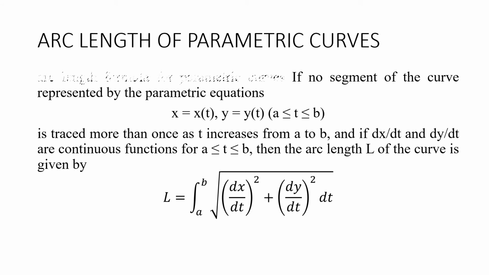If no segment of the curve represented by the parametric equations x equals x of t and y equals y of t, where t is greater than or equal to a but less than or equal to b, is traced more than once as t increases from a to b, and if dx over dt and dy over dt are continuous functions for t greater than or equal to a but less than or equal to b, then the arc length L of the curve is given by the formula L equals the integral from a to b of the square root of the squared quantity dx over dt plus the squared quantity dy over dt, dt.